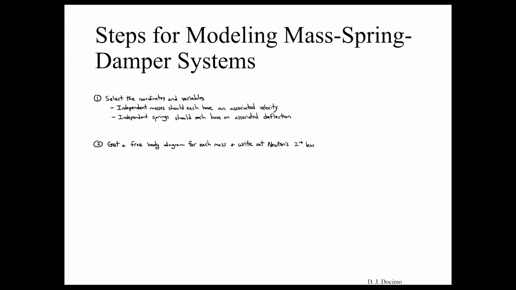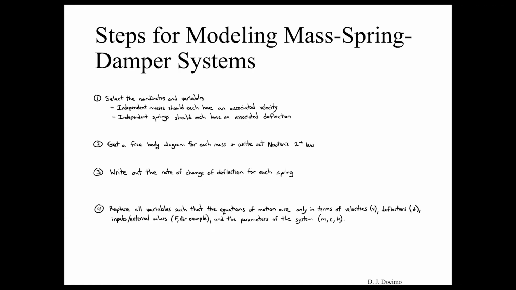And then once we've done this first step, we're going to get a free body diagram for each mass. And we're going to write out Newton's second law. And then once we do that, now we're going to write out our rate of change of deflection for each spring, and then eventually just replace all our variables so that the equations of motion are only in terms of velocities, v, deflections, d, inputs and external values like our forces, and the parameters of the system, m, c, and k. And that's all it takes to model a mass spring damper system.